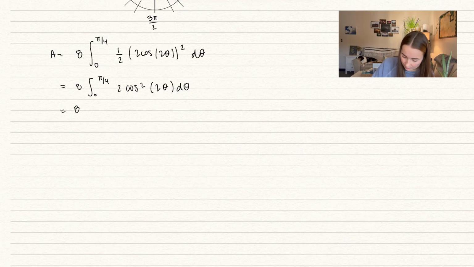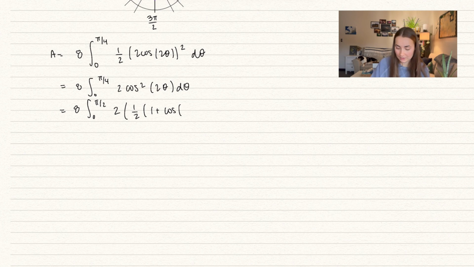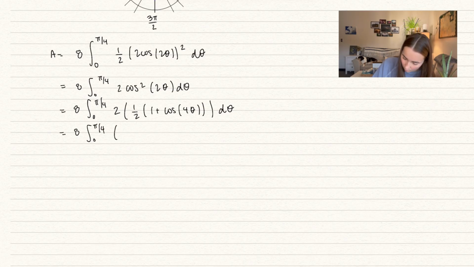To integrate cosine squared, we're going to go ahead and plug in the little formula. We get 2 times 1/2, 1 plus cosine of 2 theta, but we have a 2 theta already on the inside, so that's 2 times 2 theta, which is 4 theta, d theta. So that 2 times the 1/2 cancels out, which is super nice. And this is still pi over 4. We end up integrating 1 plus cosine of 4 theta d theta. So let's go ahead and integrate that.